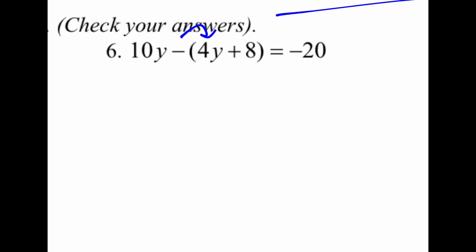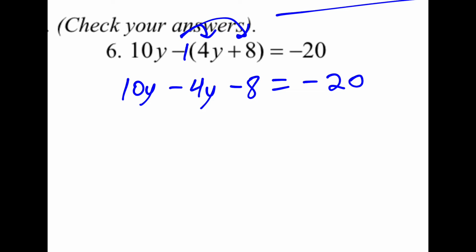Sometimes, too, I have to do some distribution before I combine like terms. So here, a negative 1 is being distributed. This becomes minus 4y minus 8, because I multiply 4y by a negative 1 and 8 by a negative 1.